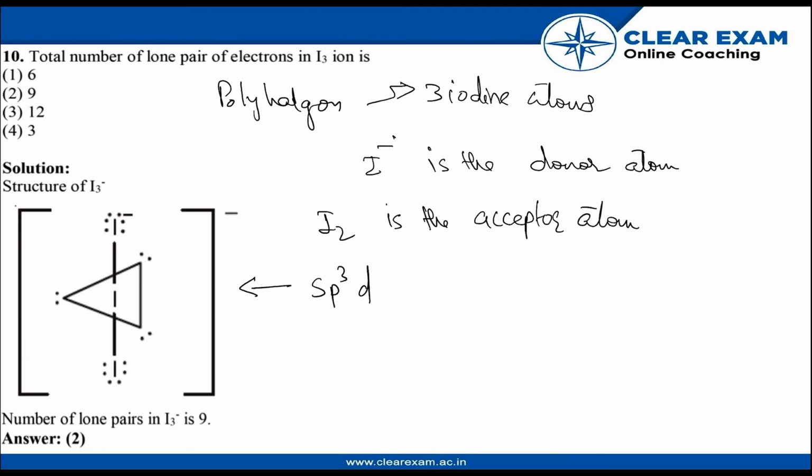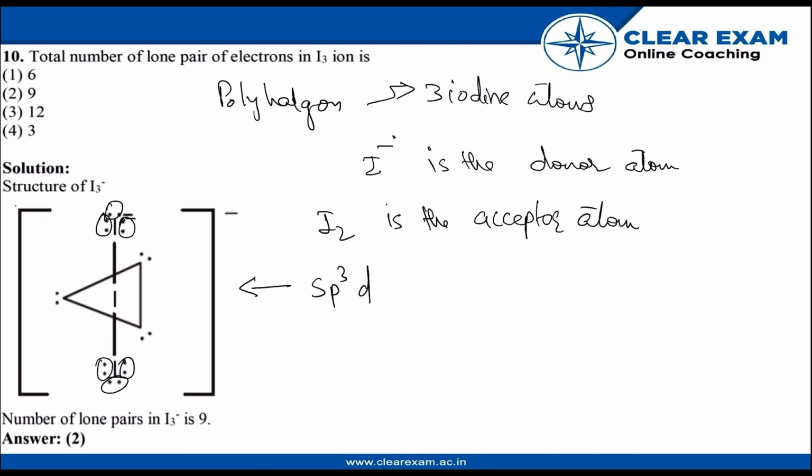Each terminal iodine atom has 3 lone pairs of electrons. The central atom in I3- has 3 lone pairs: 1, 2, and 3. And it is making 2 bonds with adjacent iodines. Hence it has negative charge on it.